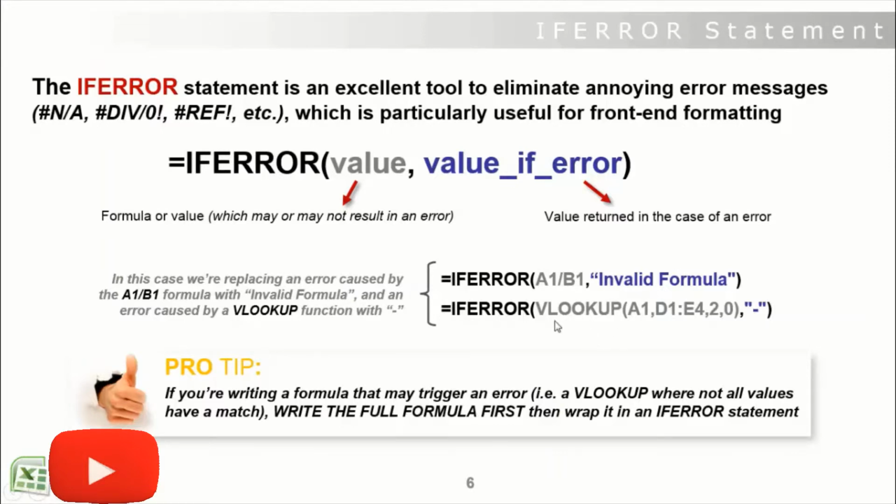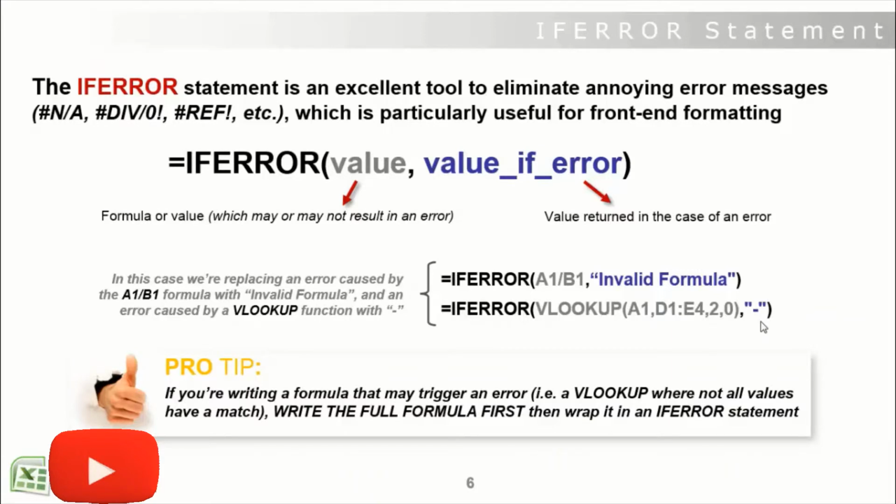In this other example, we're saying if you get an error when you run this VLOOKUP function, just show me a dash in quotes, which is a lot cleaner. So pro tip, if you're writing a formula that may trigger an error, like a lookup value where not all values might have a match, write the full formula first, and then at the end, wrap it in an IFERROR statement. Otherwise, things can get a little bit sketchy pretty quick, especially as we start working with some longer, more complicated nested functions.